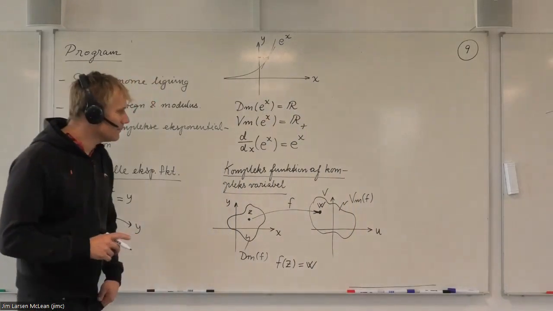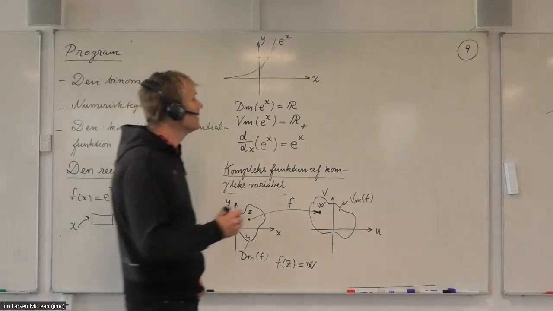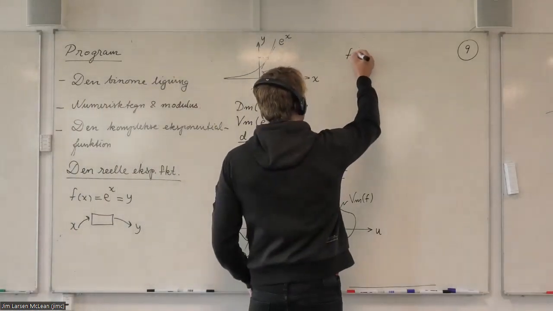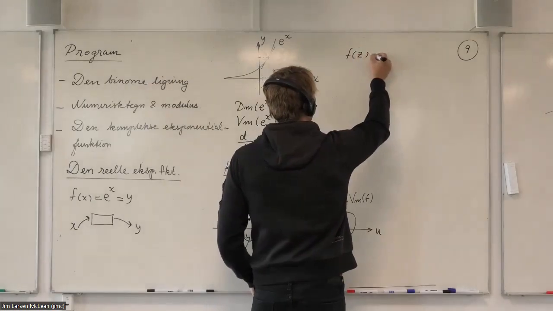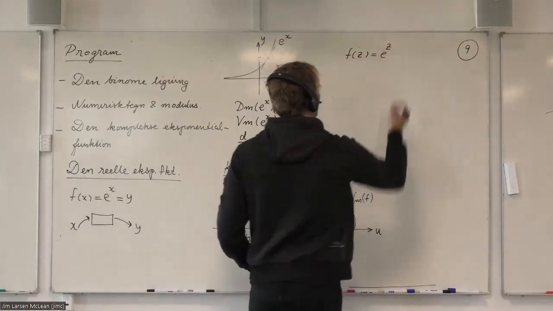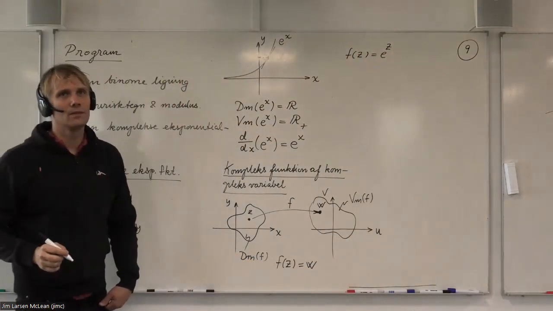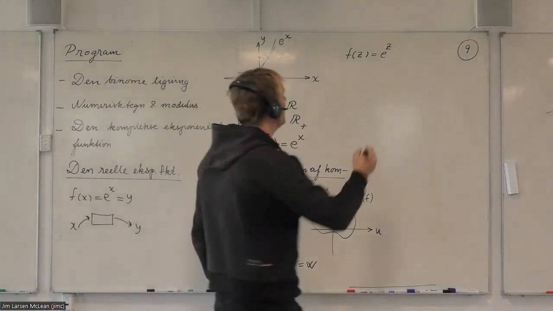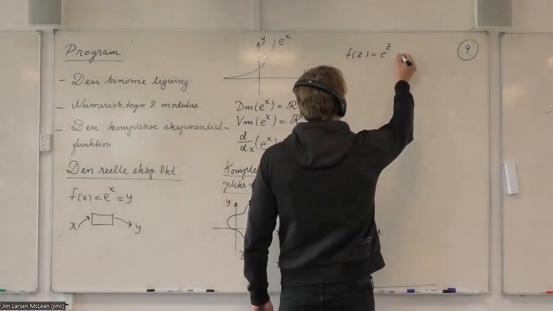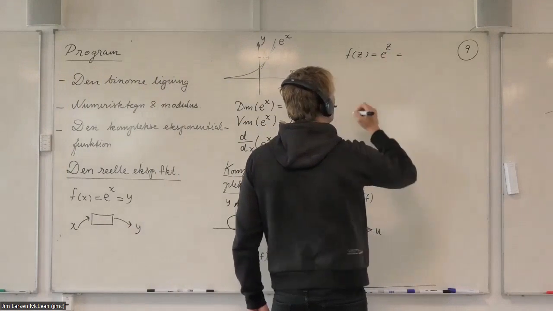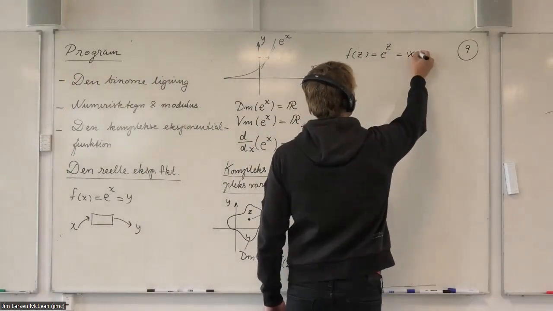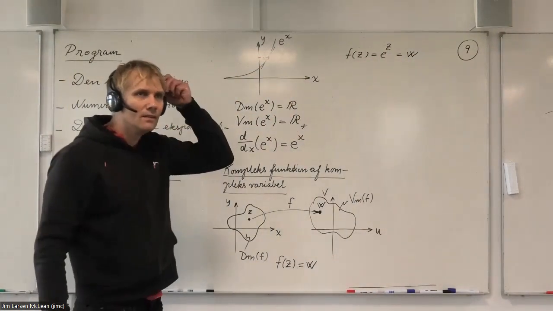So what happens if you take this function and define it as f of z equals e to the power of z? What do we even mean when we write it like this? We mean that when f acts on z, by taking z and using it as the exponent on Euler's number, a new complex number, w, comes out.